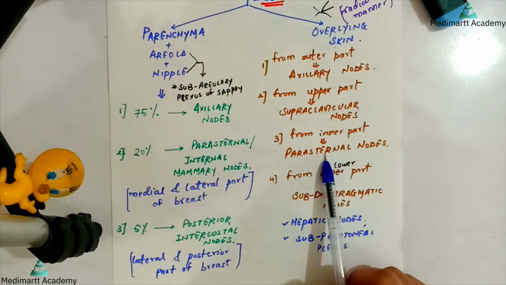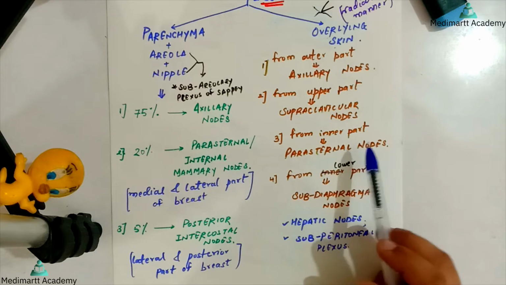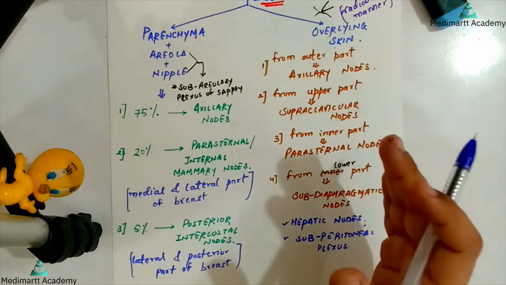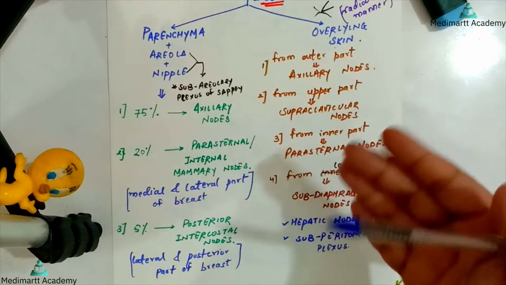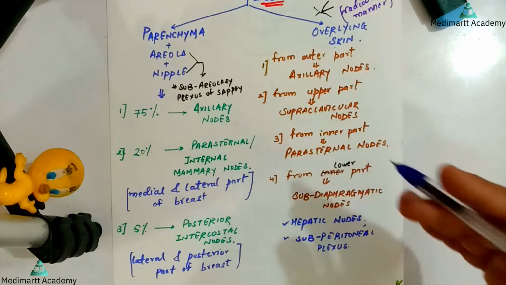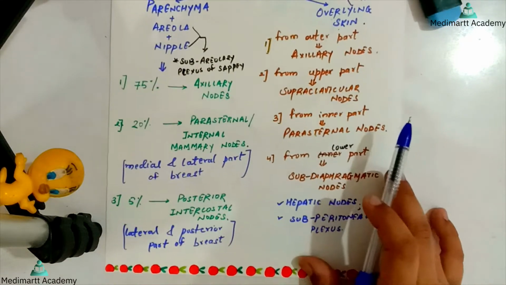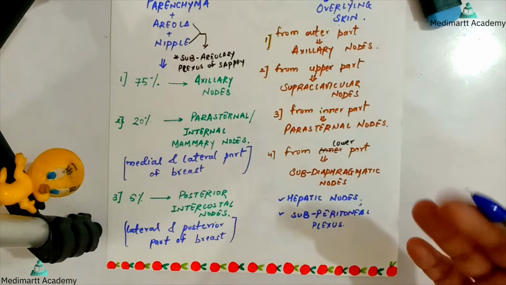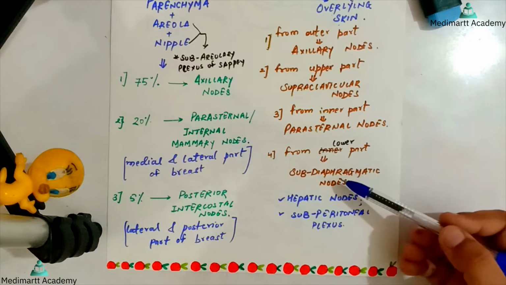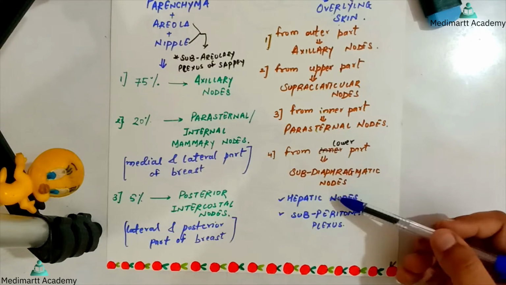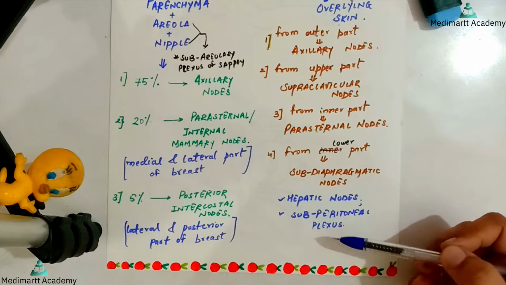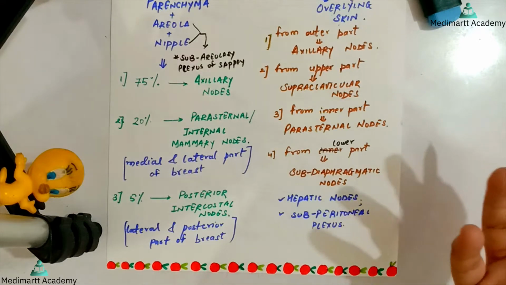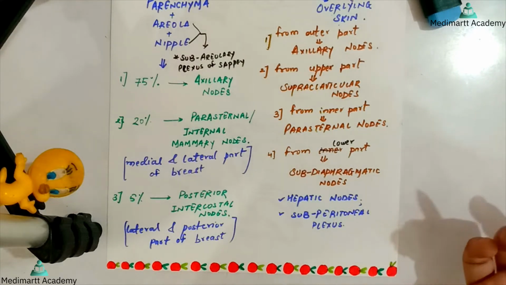Okay. From the inner part, they drain into the parasternal nodes, so they are connected with the midline. I can say the lymphatic drainage of the breast is connected to the midline. So whenever there is a disease or carcinoma in one breast, it can easily spread into the other breast through these parasternal nodes. Okay, and through the subdiaphragmatic nodes, any disease or infection or carcinoma of the breast can easily spread into the abdominal cavity, or I can say the hepatic nodes or the subperitoneal plexus or the ovaries, and they can cause tumor over there. And when they spread into the ovary, it is called a Krukenberg's tumor.